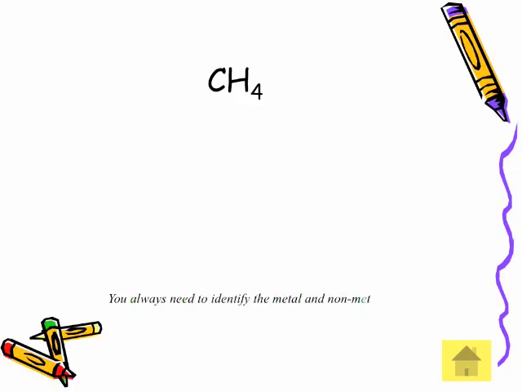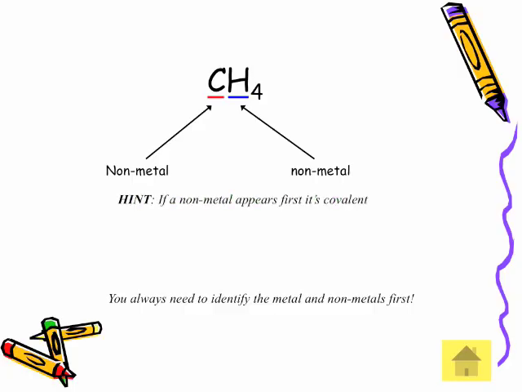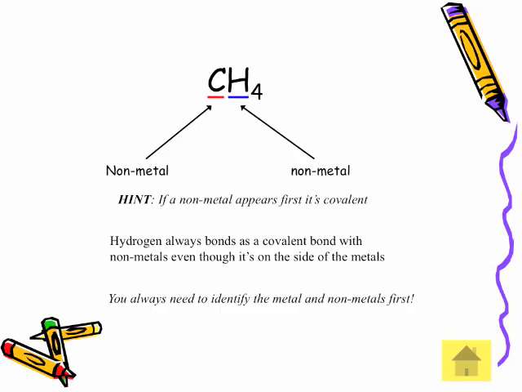The next example here, we have CH4. Again, identify metal, non-metal first. We have a non-metal, and we're going to treat the hydrogen also as a non-metal. If a non-metal appears first, it's covalent, and the non-metal here is carbon. Even though we find hydrogen over on the metal side, we don't treat hydrogen as a metal. We will be treating it as a non-metal in bonds. So hydrogen always bonds as a covalent bond with non-metals, even though it's on the side of the metals.